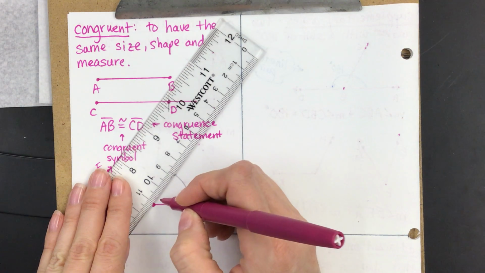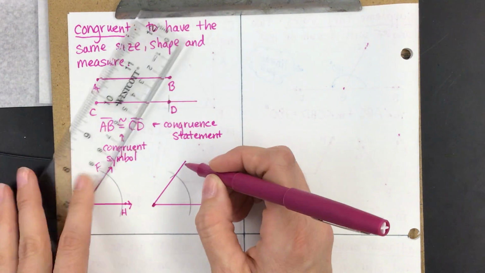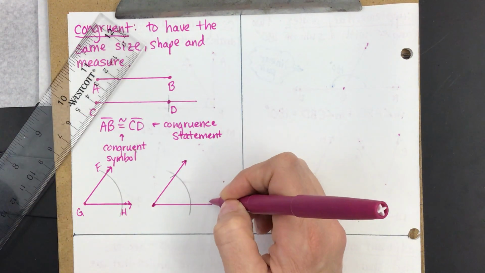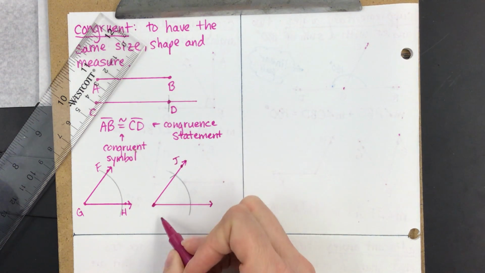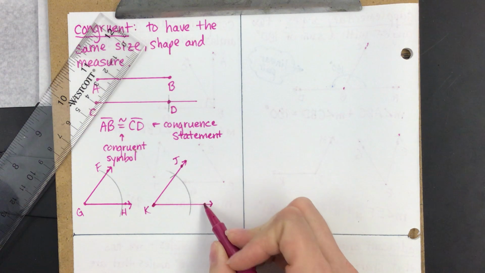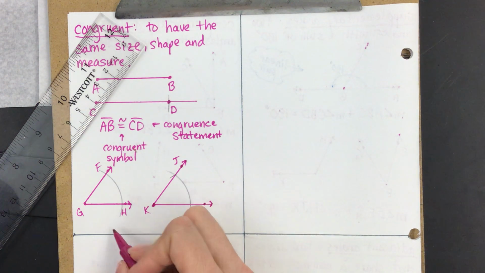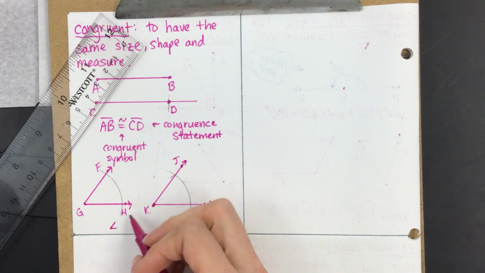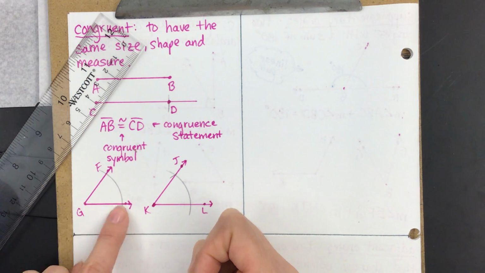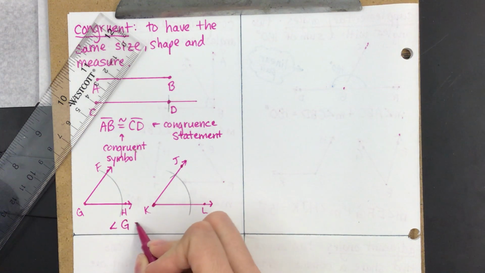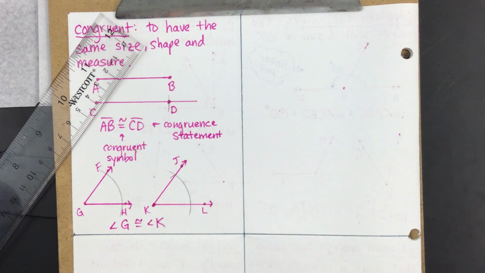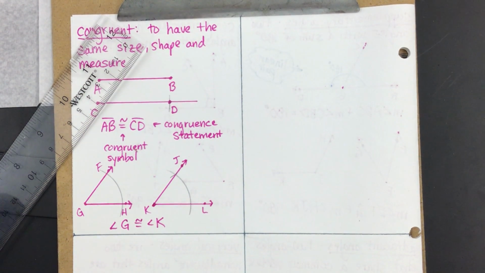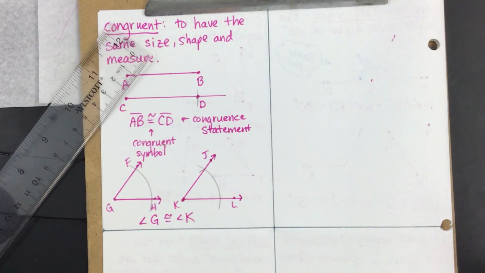So you're not constructing these, but you can just write down two angles and call them congruent. We're going to call this angle JKL, and we can say that angle FGH, or just G, is congruent to angle K. So there's a little bit of fun for you. I have to throw some constructions in since I'm not teaching you guys how to do it this year.